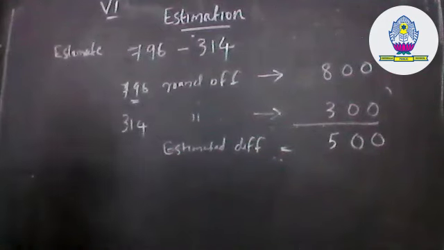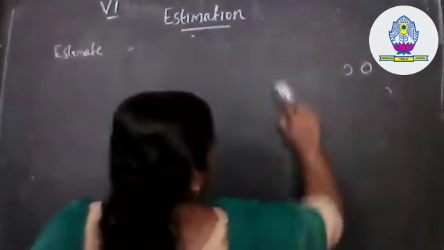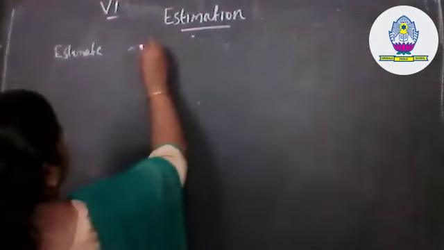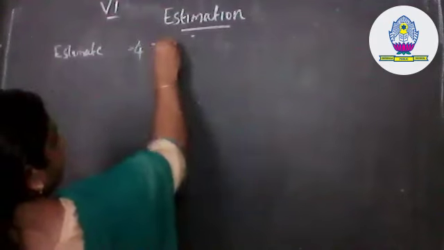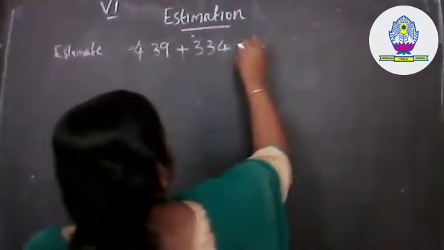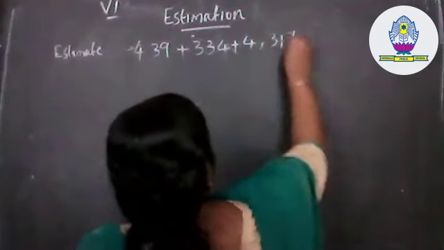Then next problem is again the estimated sum of 3 numbers. That is, estimate the sum of 439 plus 334 plus 4370.